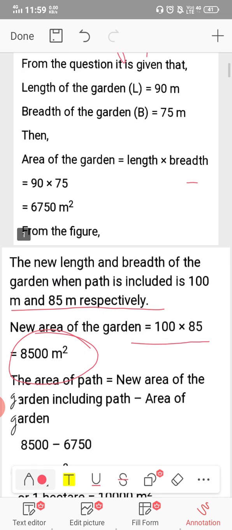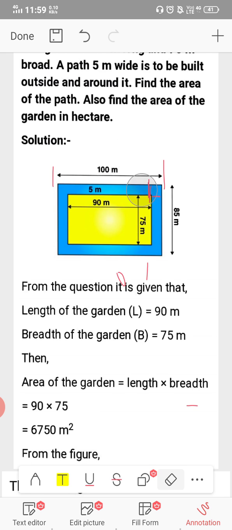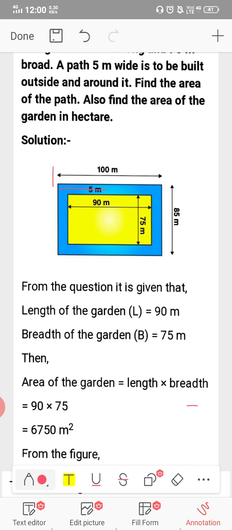So to find the area of the path: the path means that blue line which we can see in the diagram, it is this area. This is called the path, which is blue in color. We have to find the area of this blue path. So finding the area of that blue path, firstly we have to find the area of the bigger rectangle, then we will find the area of the smaller rectangle, and we will subtract the area of the smaller rectangle from the area of the bigger rectangle.